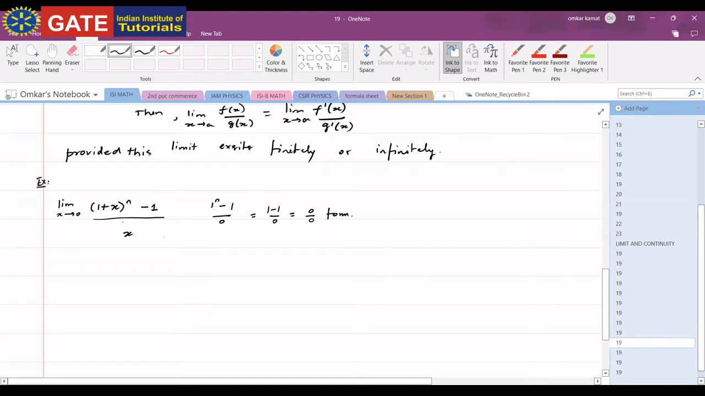Or using L'Hopital rule, we can differentiate the numerator separately and the denominator separately. That will be n times (1 plus x) to the power n minus 1 divided by 1. Differentiation of this is n times (1 plus x) to the power n minus 1, and separately is 1. Don't use the quotient rule, okay? So as x tends to 0, this will be 0. 1 to the power anything will be 1 only, and n is your answer. Okay?